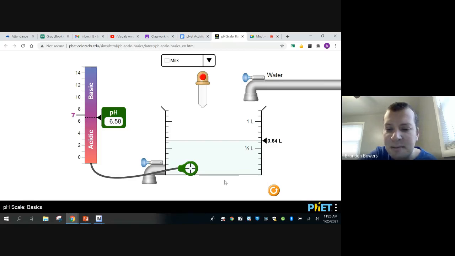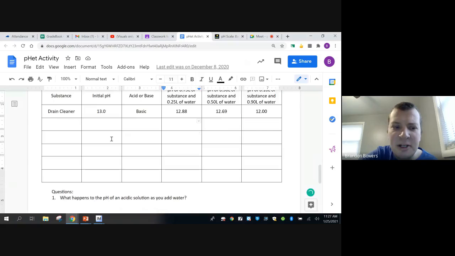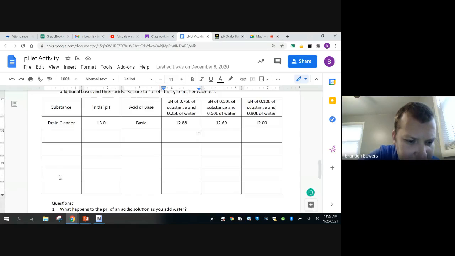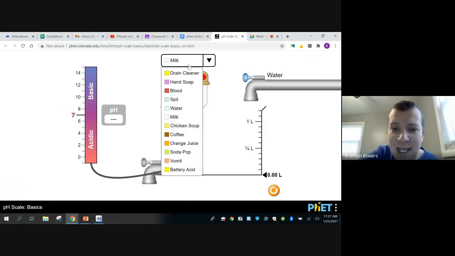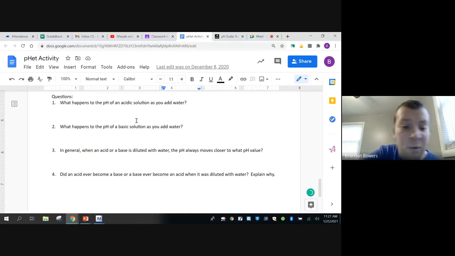When you want to get rid of a solution, you can just drain it. Then you'll fill in this chart. You only have to do 1, 2, 3, 4, 5. It doesn't matter which 5 you want to do. You can do any of these 5. Water would be a very easy one to do. And then some questions about what happens when you add water to an acid. What happens when you add water to a base?